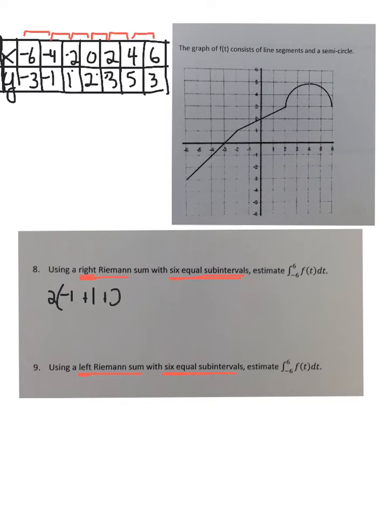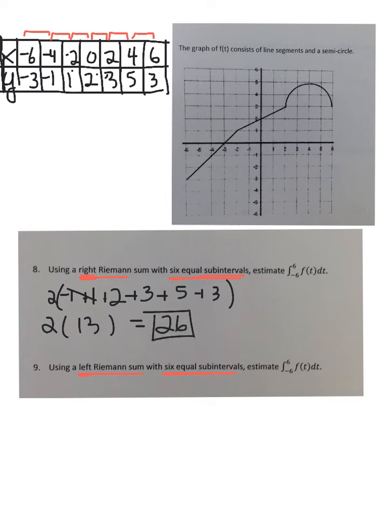Then I've got 2, then I've got 3, then I've got 5, and then I've got 3. Okay. All right, so I'm going to add all of those up. Well, -1 and +1, that's 0. So 5, 10, we've got 13, right? And that ends up being 26.